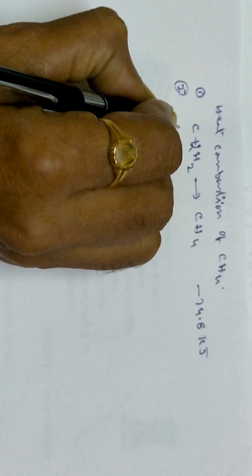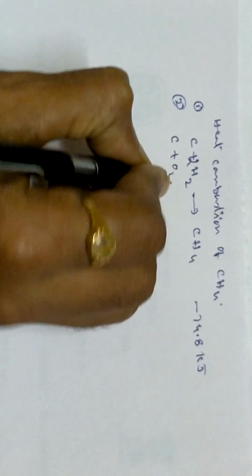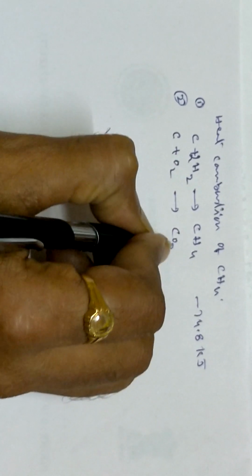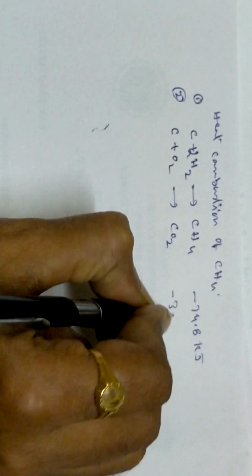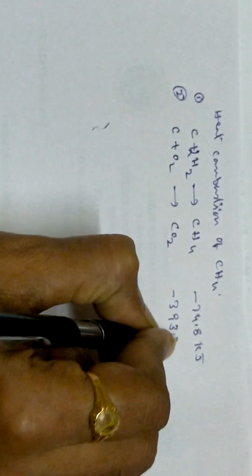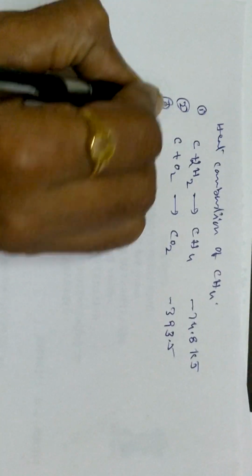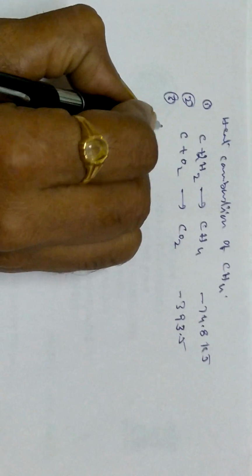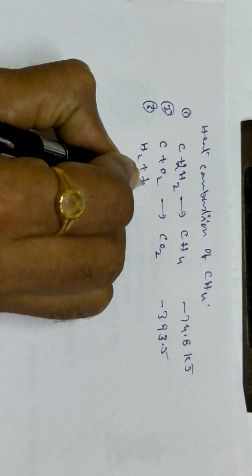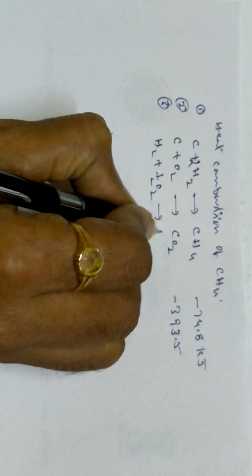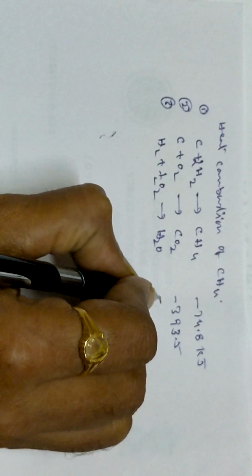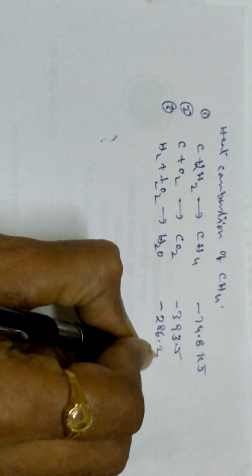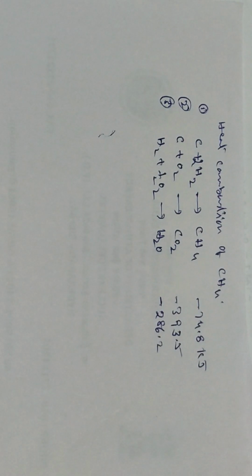Equation number 2 is C plus O2 gives carbon dioxide, heat of formation minus 393.5 kilojoules. Equation number 3 is formation of water: hydrogen plus half oxygen gives H2O, that is minus 286.2 kilojoules. Now these three equations are given, and the question is the heat of combustion of methane.